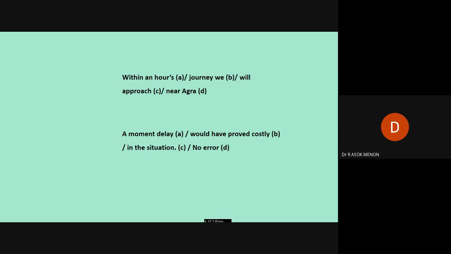So here: within an hour's journey, we will approach near Agra. Pravalika says "an hour." No, an hour is absolutely okay. Kishore and Bharatkumar say the error is in part D. Actually, this sentence contains a mistake: we will approach Agra. Near is unnecessary. When you go near somebody or some place, we say approach, so with approach, near is unnecessary. Near Agra is wrong.